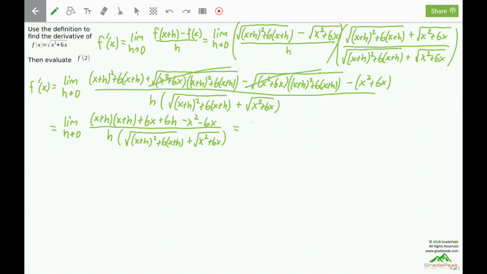Now let's FOIL out the first part of the expression in the numerator, x plus h times x plus h, which will give us an x squared plus an x times an h plus an h times an x, which is 2hx, and then plus an h times an h, which is plus h squared, plus 6x plus 6h minus x squared minus 6x.